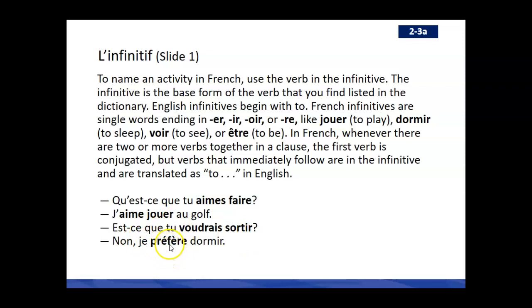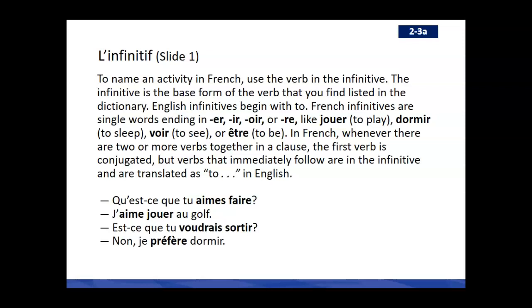Okay, this comes from the verb préférer, which means to prefer, of course. When I put it with je, I, it becomes je préfère. And the verb that comes after is in the infinitive form, and that is to sleep. Je préfère dormir. Okay, so you can see that we can put two verbs together. The first one is a conjugated one, which just means it changes its form according to the pronoun or who is doing that thing.